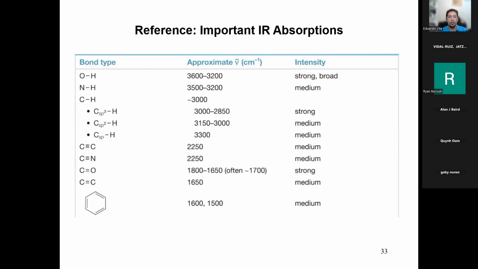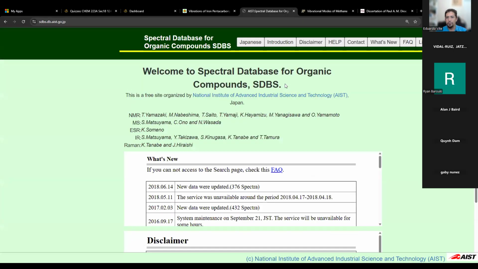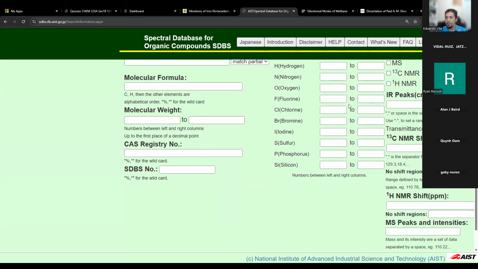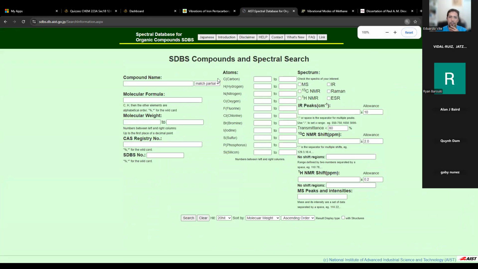So before we finish, I do want to show you one last thing. This is how you can get a lot more practice. So I'm going to go back to the websites. There is one more website. This is the Japanese spectral database for organic compounds. I will also post a link for it. It's just SDBS, Spectral Database for Organic Compounds. You're going to go to the website, click I agree, and right here, you'll see that you can search up the molecules.